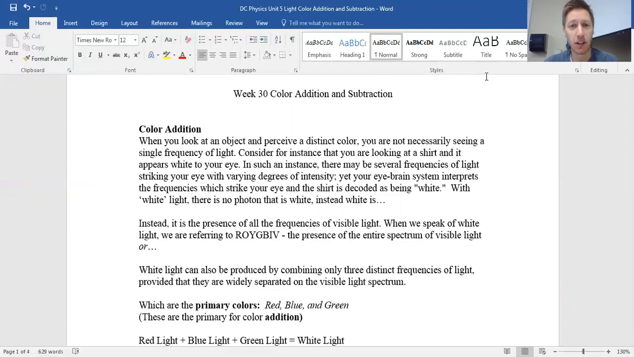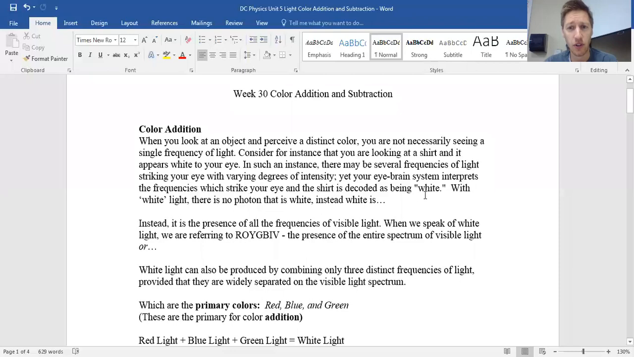I'll spend a lot of time talking about color addition and color subtraction and what we see. So this is a DC Physics Unit 5 topic. Again, what you see comes down to what light actually enters your eye. Right now, I'm being surrounded by a ton of photons just coming in and hitting me. My brain interprets what I see based off the photons that are coming through my eye. So when you look at something, what you're seeing is really the combination of all those photons.